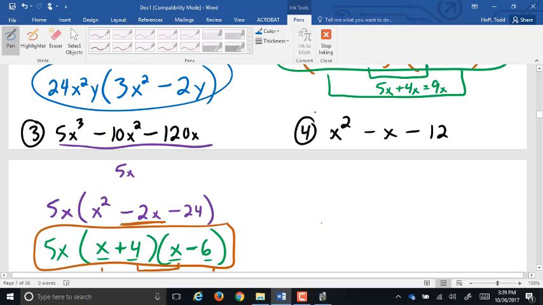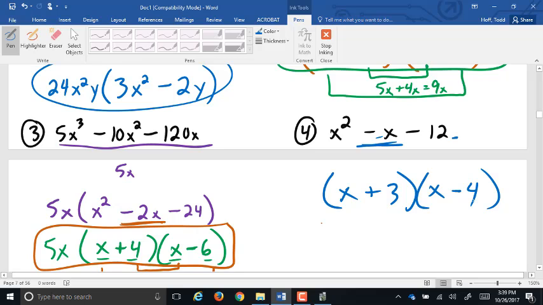Back up to number 4 here. No common factors there because we've got 1s and 1s and there's no x here. So it's just going to be reverse multiplication. So x times x to make x squared. Stay there. How about to make the negative 12? It's negative, so one's positive and one's negative. This is negative as well, which means that the negative 1 is probably larger. So you get plus 3 and minus 4. Any questions on those?